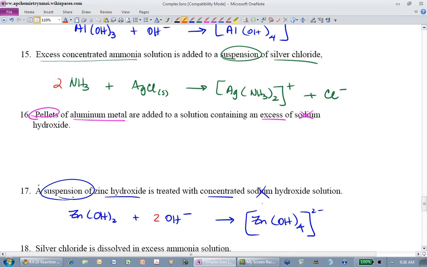All right, let's look at the next one. Pellets, clever word for solid, of aluminum metal are added to a solution containing an excess of sodium hydroxide. Okay, you need to always be suspect of aluminum. Aluminum is amphiprotic, and it makes oxides, it makes hydroxides. You know, aluminum doesn't corrode well, and that's because it immediately makes an oxide coating as soon as it's exposed to air, or a hydroxide coating, whichever way. It's still got this impervious layer on it that won't let it react very well. So that's why you have to have an excess of sodium hydroxide if you want this reaction to go.